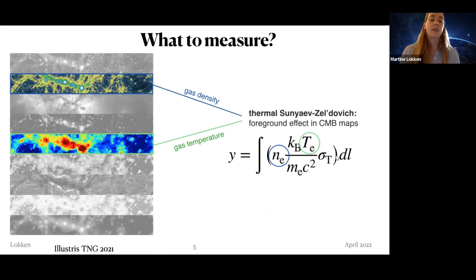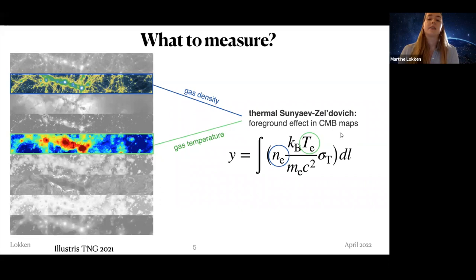As I'm sure most of you are familiar with, the thermal Sunyaev-Zel'dovich effect probes a combination of the gas density and temperature. This is a foreground effect in maps of the CMB, where the interactions of cold CMB photons with hot electrons in the universe, which can come from either galaxy clusters or filaments, cause a shift in the frequency at the position of hot gas in these maps. Depending on the frequency map being observed, that causes an increment or a decrement in the map. That's parameterized by the Compton y parameter here, which depends on both the electron number density and the temperature.